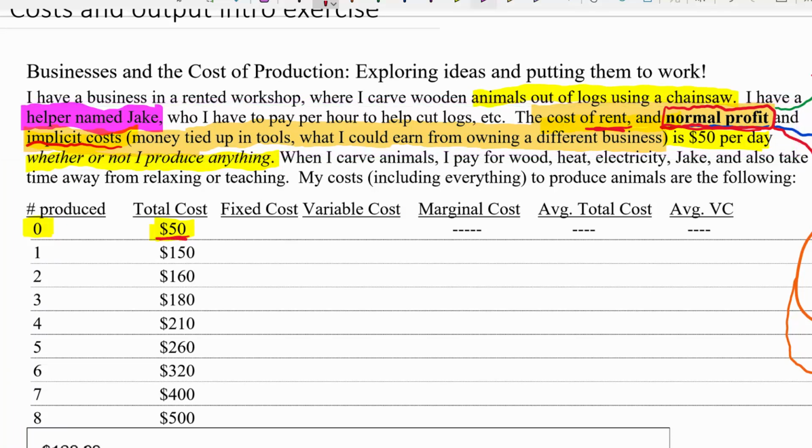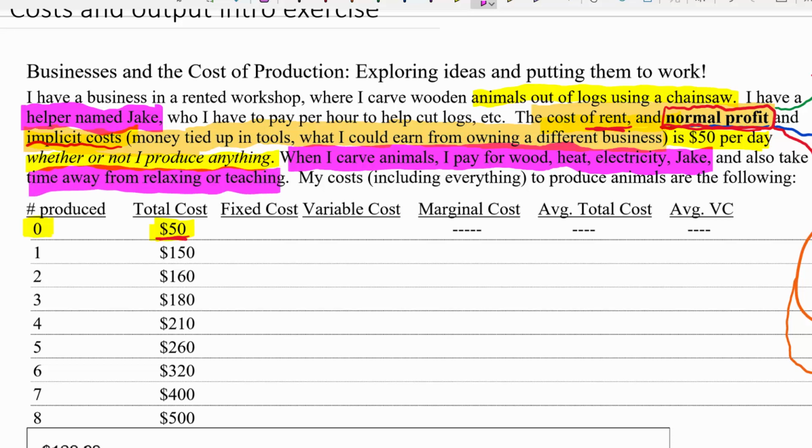Now, when we actually carve these wooden chainsaw bears, we have to pay for more wood, more heat, more electricity. We have to pay Jake more, our helper. And there's also, the more time I spend in this business, the more time I have to spend away from relaxing or teaching or doing other things where I could be either making money or enjoying myself doing other activities. So when you produce more, there are more and more costs associated with that.